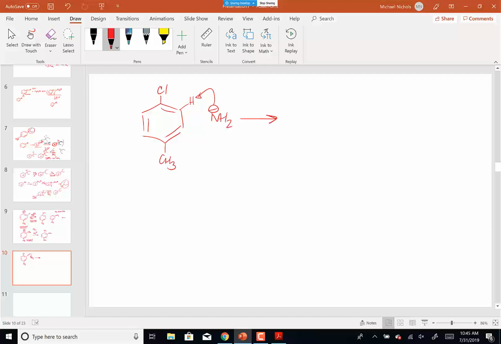And so you can kind of think of this as an E2. So the NH2 minus is going to grab that hydrogen. The pair of electrons is going to go to form a triple bond, and the chlorine is going to leave. So I will put in quotes here E2 because it looks like an E2 mechanism, but it's not. And so this leads us to the famous benzyne intermediate.